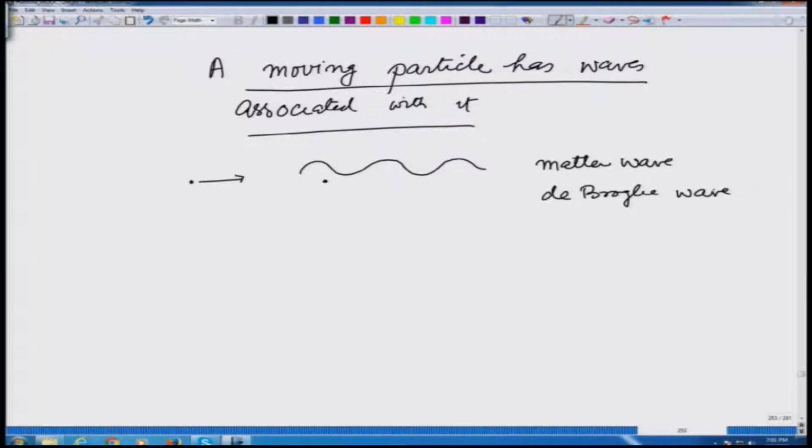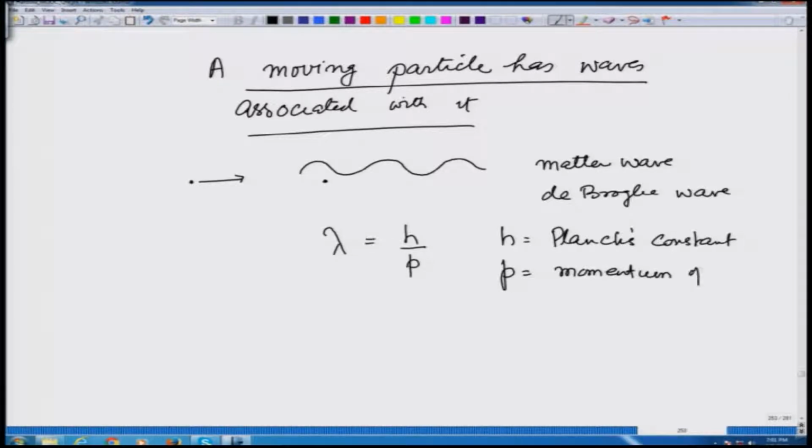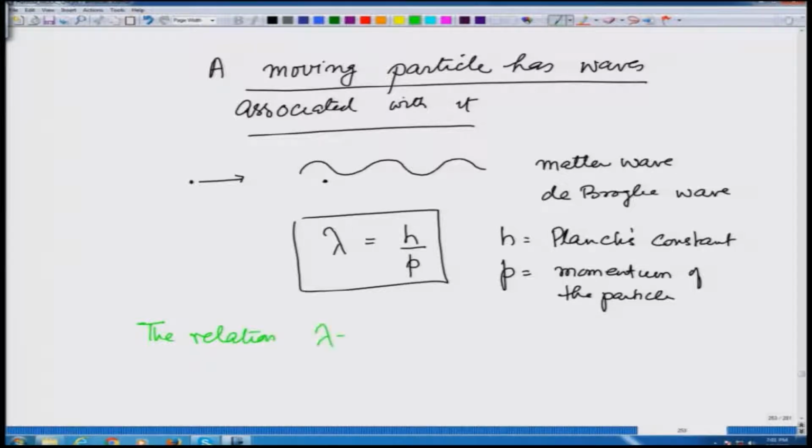and it has a wavelength lambda, which is given by h by p, where h is the Planck's constant and p is the momentum of the particle. And this relationship, which I am putting in a box, is true. The relationship lambda equals h over p is true both for non-relativistic and relativistic particles.